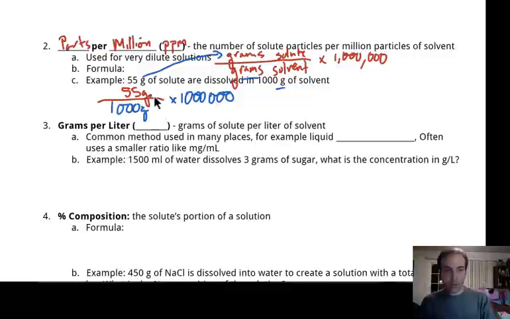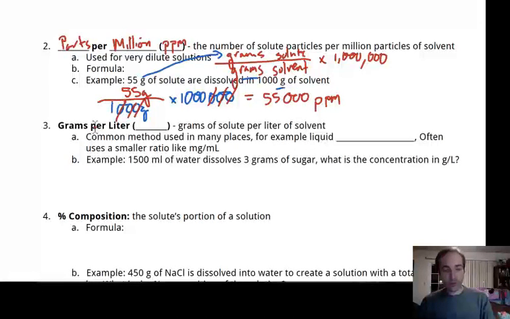Okay, and now we can do some reducing. For instance, we're dividing by 1,000, we're multiplying times a million. So I can get rid of 1, 2, 3 zeros here, 1, 2, 3 zeros here, and I'm left with 55 times 1,000, which means I have 55,000 parts per million. Pretty easy. Just got to remember that whole grams over grams times a million.